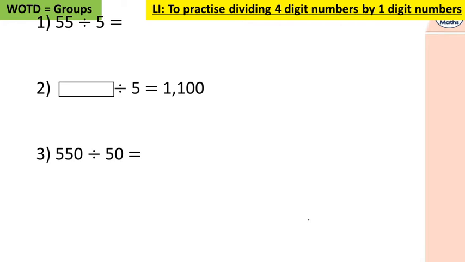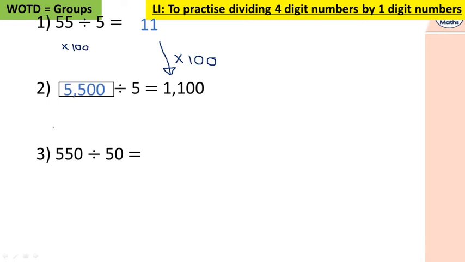Okay, 55 divided by 5 is 11, because we know that 5 times 11 is 55. Something divided by 5 is 1,100. So if we just look here, what's the difference? So if we times that by 100, we get that. Those are the same. If something on this side is 100 times bigger, something on this side needs to be 100 times bigger. So if we times 55 by 100, we get 5,500.